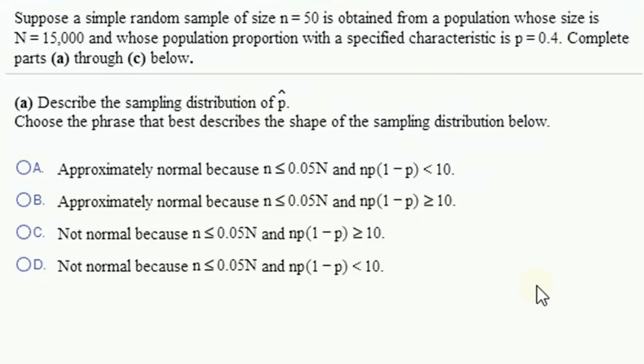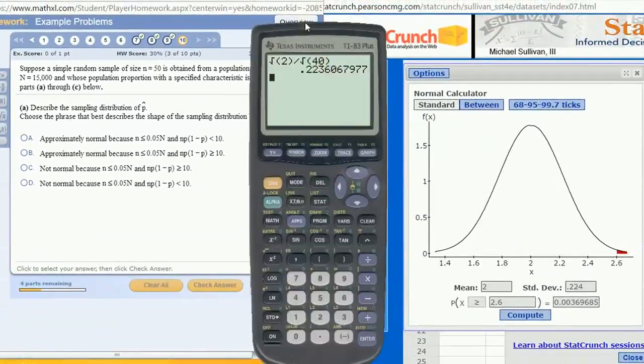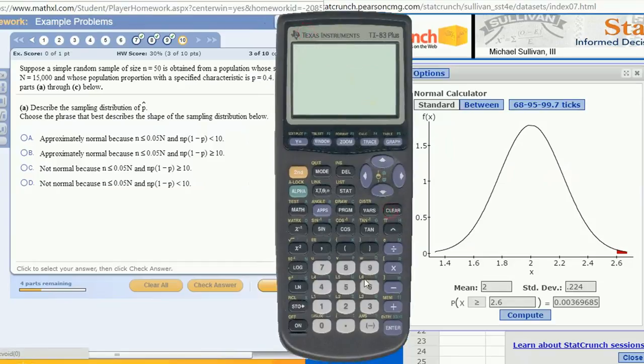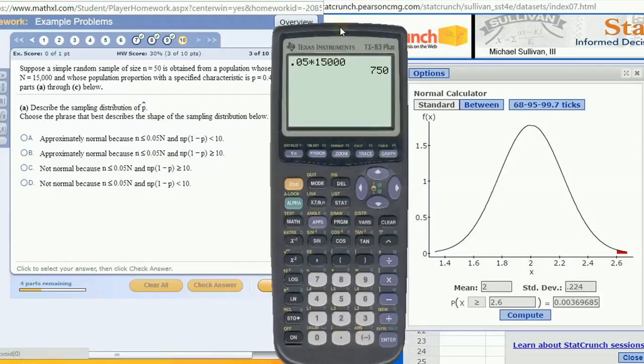So our sample proportion should be approximately normal. And the reason that is the case is we can check two things. Let's bring up our calculator. We want to check first, is 0.05 times the population size, 15,000. If our sample size was bigger than this, that would be a little bit too large to guarantee approximate normality. And if your sample size is too big, then your sampling stops being independent.